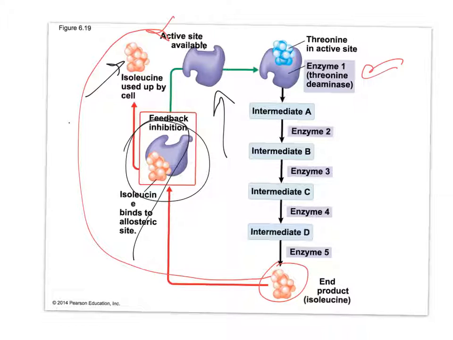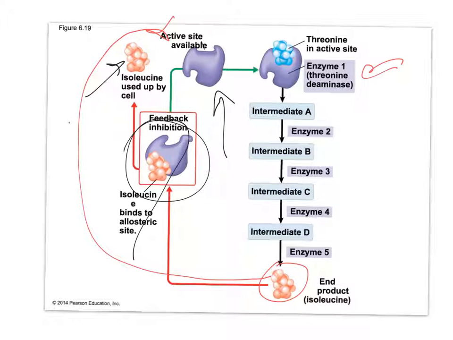I'm just a little confused because you said that the amount of product inhibits the enzyme, right? Yes. But then on the other slide it said that the feedback inhibition prevents cells from wasting chemical resources by producing more. Yes. So you're going to stop wasting chemical resources.